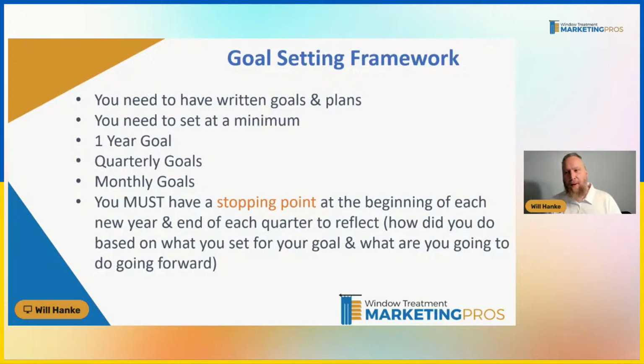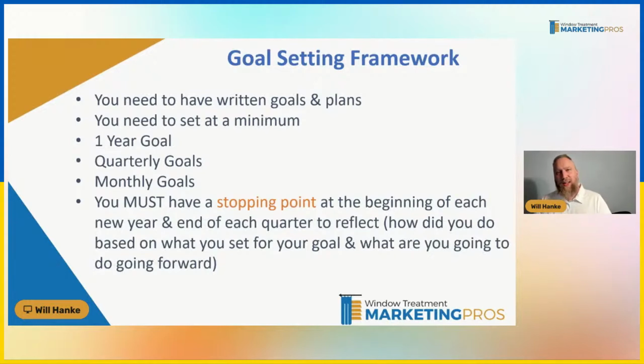So obviously you need to have clear written goals and plans. You need to set a minimum amount of days, a deadline, those sorts of things. What are we going to accomplish? And then we talk about breaking it down into a 1-year goal, quarterly goals, maybe even monthly goals. Where at Window Treatment Marketing Pros, we do quarterly rocks. So for every rock, we have some things that we want to work towards, so that by the end of the quarter, those rocks are completed and done. You could call them goals as well.